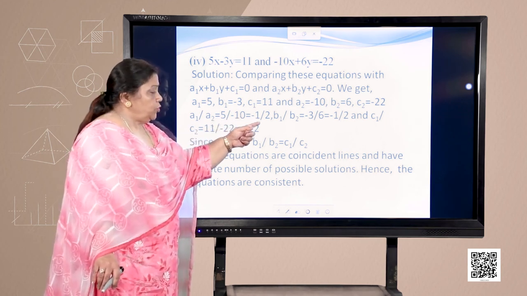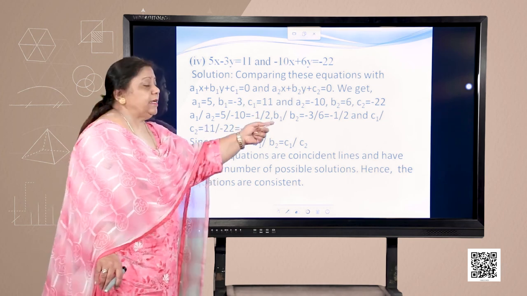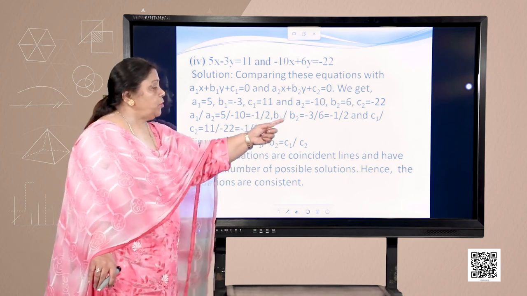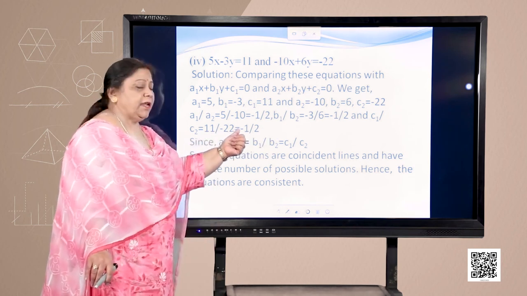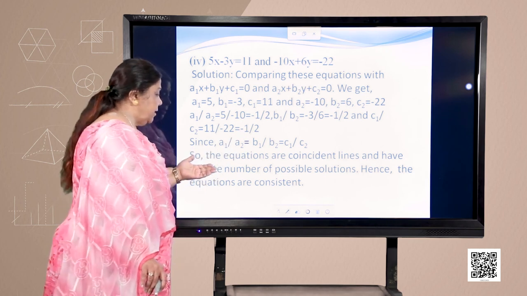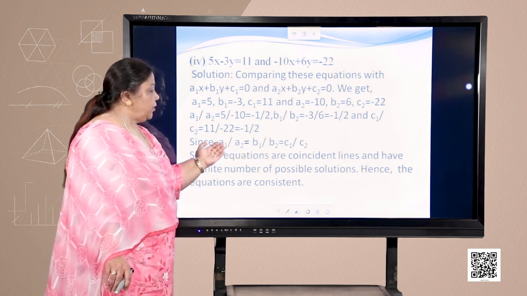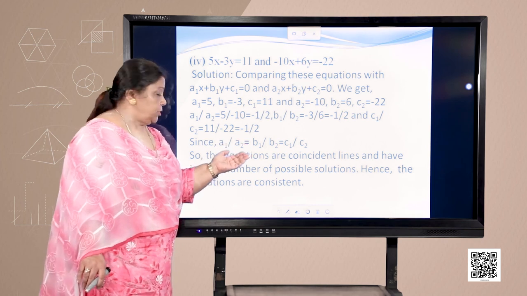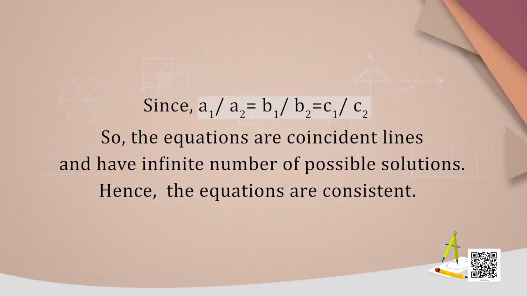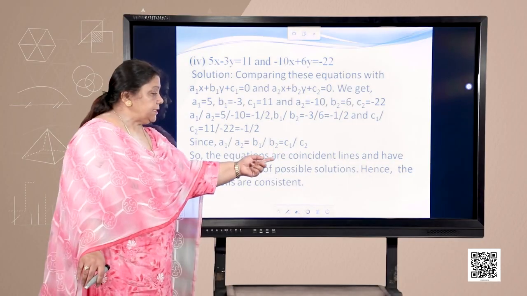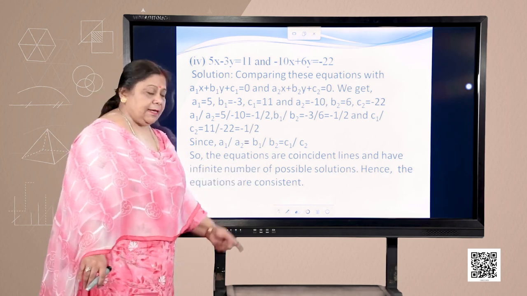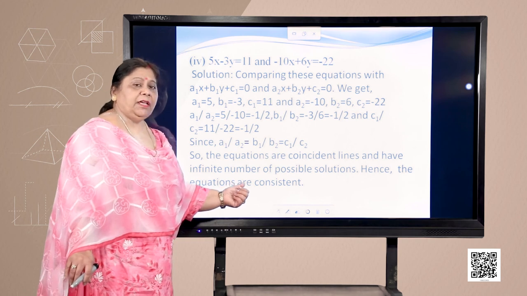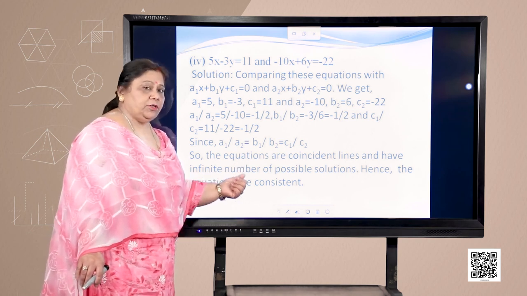that is equal to minus 1 upon 2, b1 upon b2 is equal to minus 3 upon 6, that is equal to minus 1 upon 2 and c1 upon c2 is again 11 upon minus 22, that is equal to minus 1 upon 2. Can you see here that we have minus 1 upon 2 in all the three ratios? a1 upon a2 is equal to b1 upon b2 is equal to c1 upon c2. So, the equations are coincident lines and they have infinite number of possible solutions. Hence, the equations are said to be consistent. Let us look into the next part.